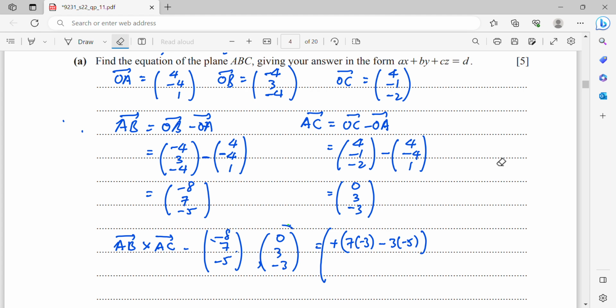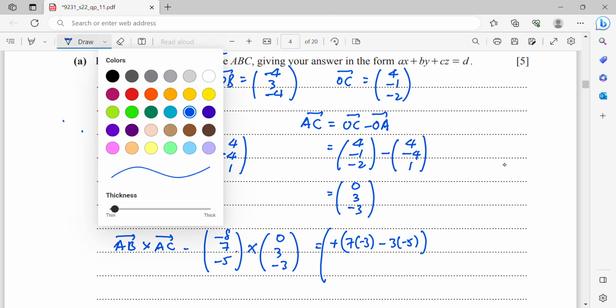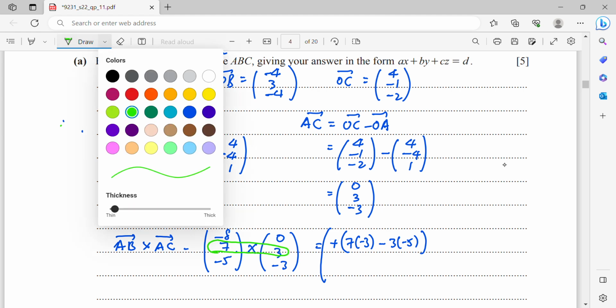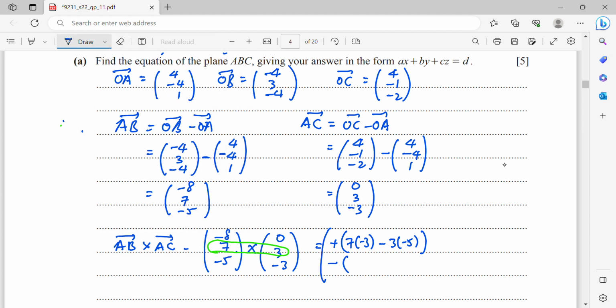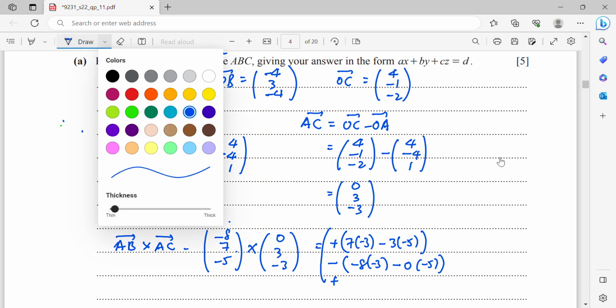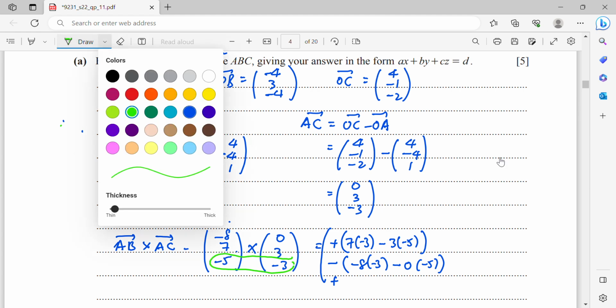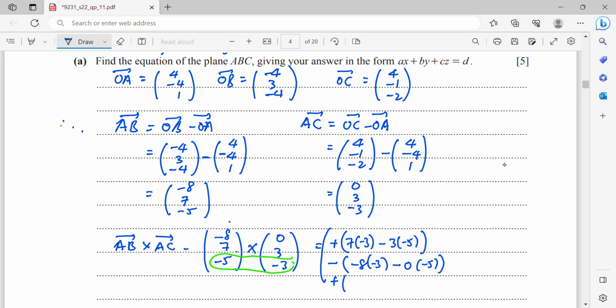Then next is, cover the second row. So I cover this second row. Okay, the sign is minus. Then cross multiply. Minus 8 times minus 3. Then minus 0 times minus 5. Okay, lastly, consider the third row. So cover the third row. So now we need to count the determinant of the remaining terms. That means you'll get minus 8 times 3 minus 7 times 0.